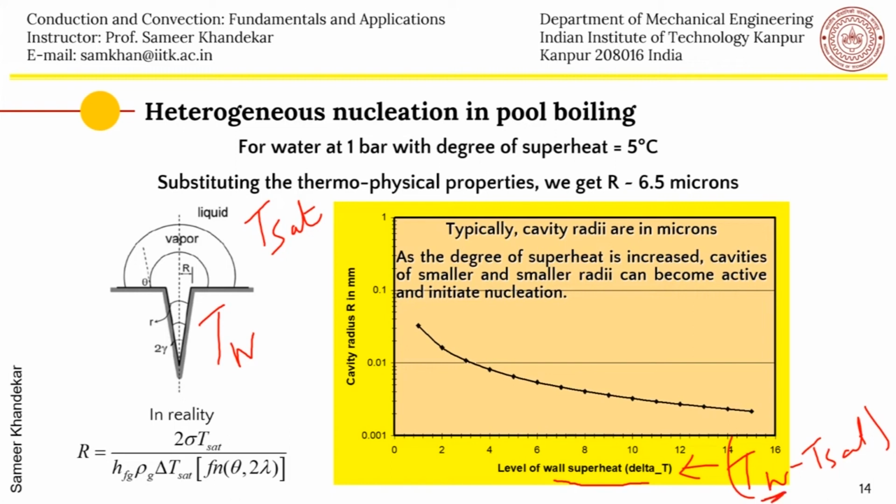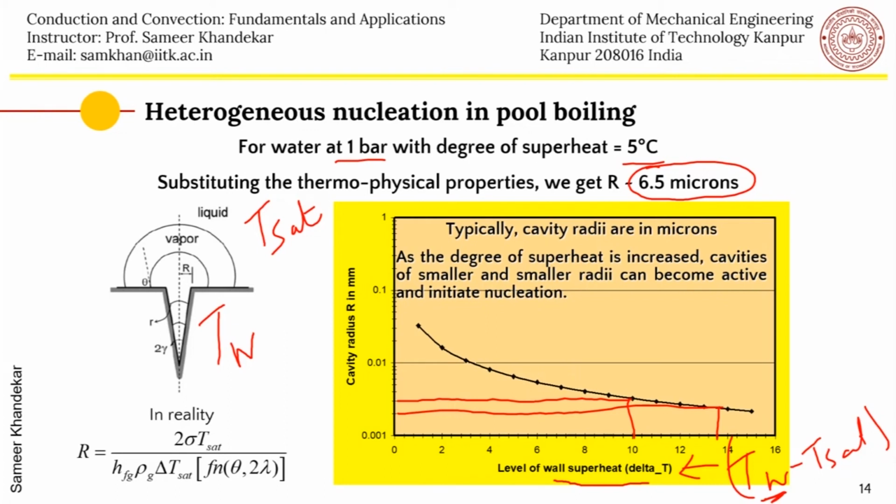So if you put the values for water at 100 degrees centigrade at 1 atmosphere, so water at 1 bar with a degree of superheat of 5, you will see that the radius comes out to be about 6.5 microns in that equation on slide number 13. So what it means is that all the cavities with a radius of 6.5 microns are active, and as you increase the superheat to 6 degrees, 7 degrees, smaller and smaller cavities will become active.